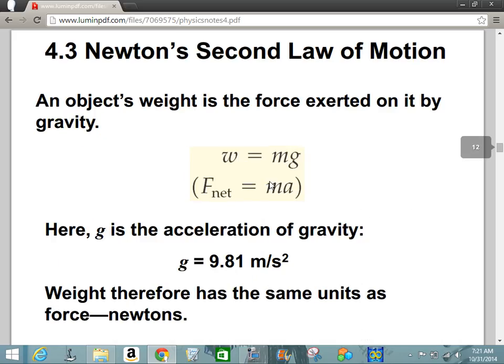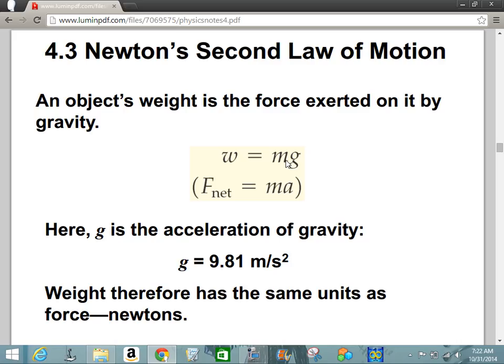An object's weight is the force exerted on it by gravity. So a lot of times when we talk about weight and mass, they're actually two separate things. Most people kind of interchange them like they're the same. No, mass is the amount of stuff. Weight is the force applied to something due to gravity. So your mass is the same on Earth as it is on the moon, but you would weigh less on the moon.